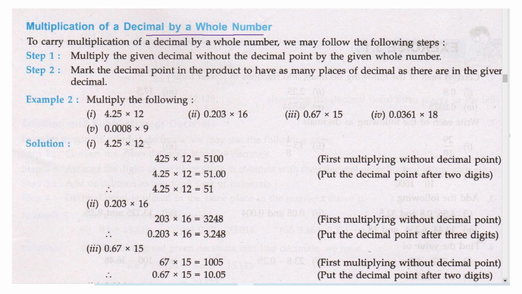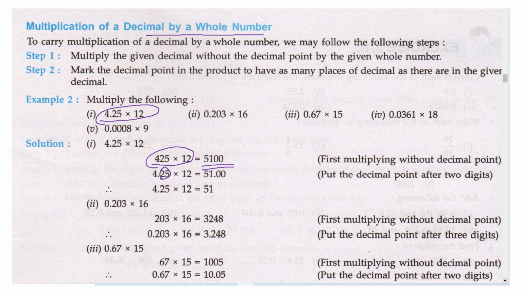Decimal by a whole number. So you just ignore the decimal and multiply. Look here, 4.25 into 12. First forget the decimal. Ignore the decimal. 425 into 12 is how much? 5100. Now how many decimal places does it have? Two decimal places, because the number was 4.25.